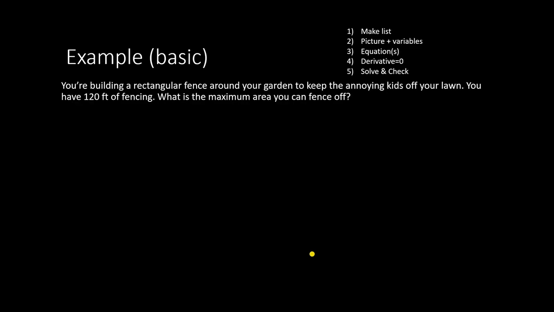Now let's look at a basic example. You're building a rectangular fence around your garden to keep the annoying kids off your lawn. You have 120 feet of fencing. What's the maximum area you can fence off?